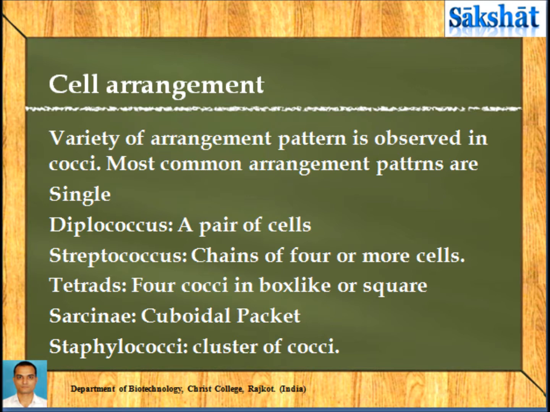Every bacterial species has its characteristic arrangement pattern. A variety of arrangement patterns is observed in cocci. The most common arrangement patterns are single, a diplococcus, that is a pair of cells, streptococcus, that is a chain of cells, tetrads, that is 4 cocci in a box-like arrangement, sarcinae, that is cuboidal packets, and staphylococci, that is a cluster of cocci.